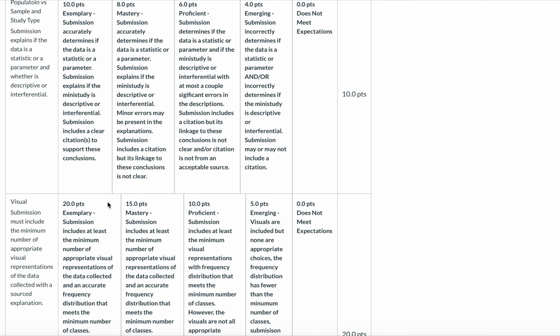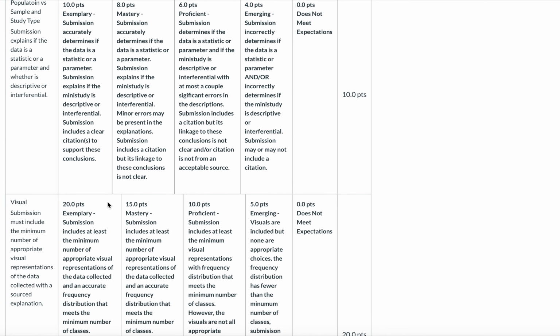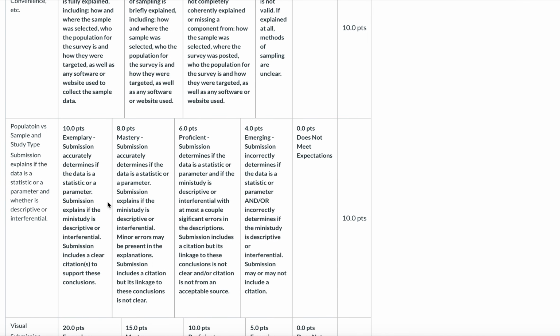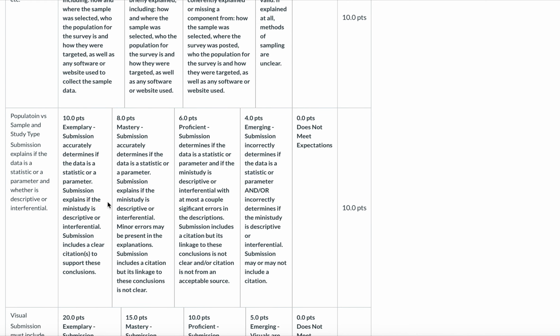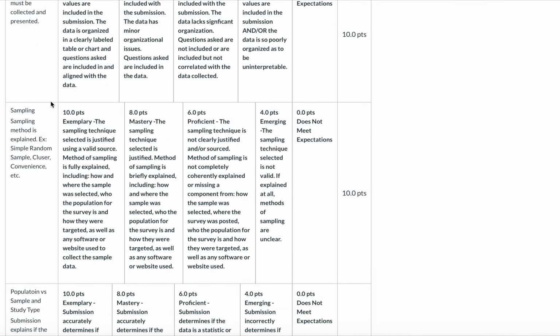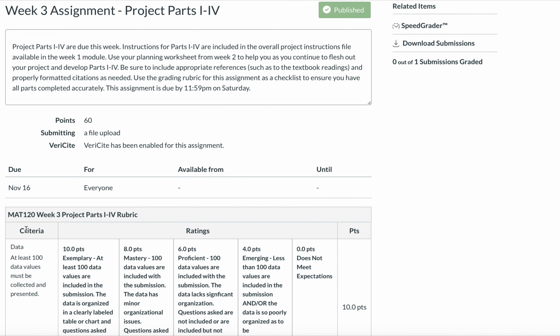Population versus sample, study type submission, and explains if you have a statistic or a parameter. I went through all of that, and whether it's descriptive or inferential. In the rubric, please note, you must explain. You must give a clear citation to support these conclusions. So you need a citation for population versus sample. You need a citation for your study type. You need a citation for statistic or parameter, descriptive or inferential. The textbook is a citation for all of those, okay?